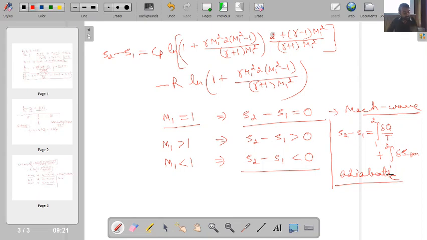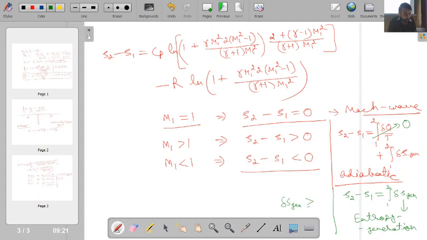So what I can do is make this del Q by T as 0. If del Q by T is 0, I can say that whatever entropy change S2 minus S1 I will have in this situation will be because of the entropy generation. So the entropy change across the shock wave is only because of entropy generation. We also know one interesting fact, that delta S generation is always greater than or equal to 0. So if delta S generation is always greater than or equal to 0, then S2 minus S1 has to be always greater than or equal to 0.